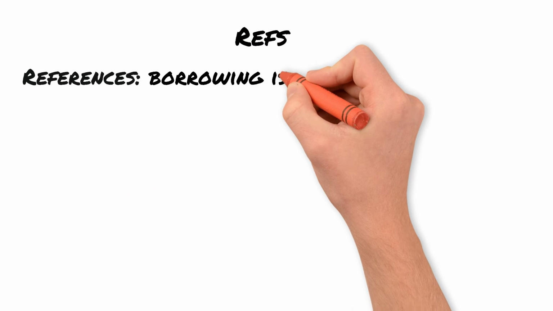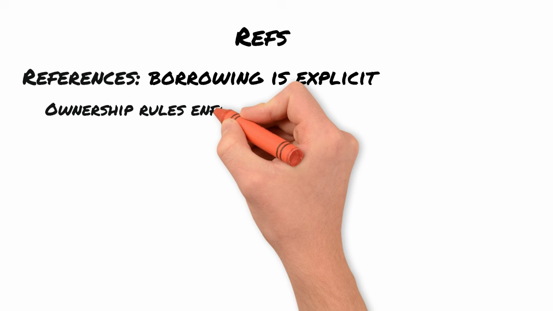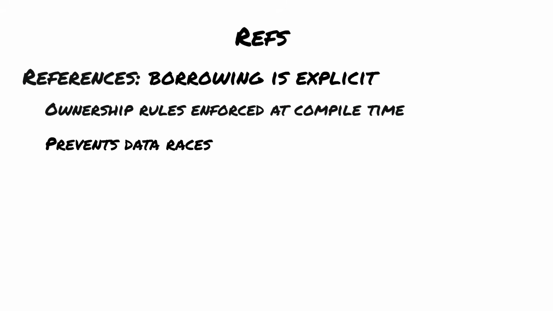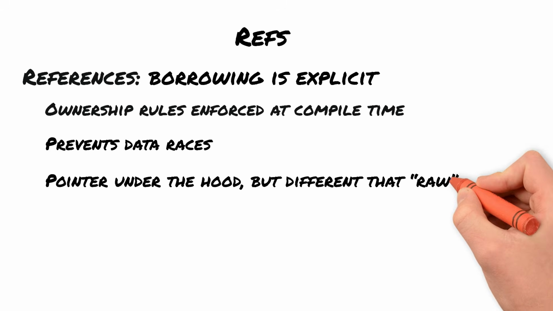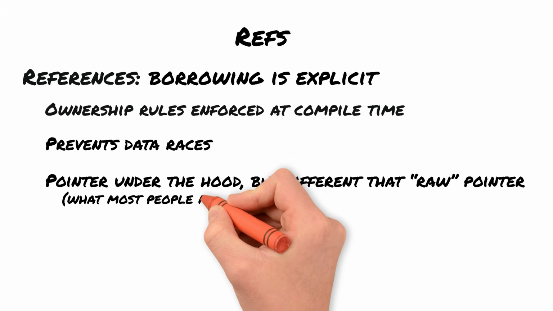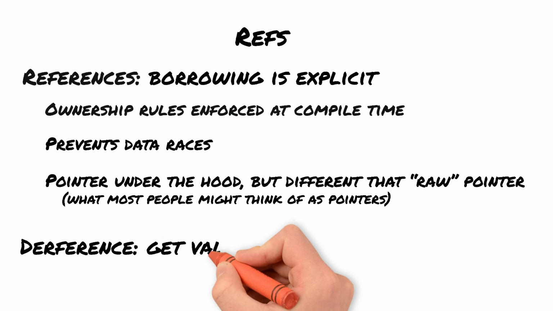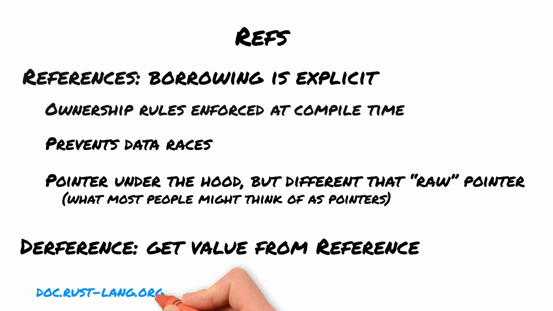References make borrowing explicit. Ownership rules are checked and enforced at compile time, which then prevents data races. References are pointers under the hood, but different than raw pointers, or what you might think of as pointers from other languages. And you can dereference to get the actual value.